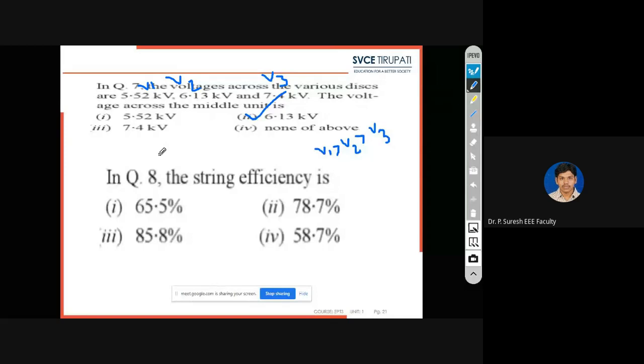For the same question, they will ask to find the string efficiency. What is the string efficiency formula for a 3 disc insulator? V phase by 3V3. What is V phase? V1 plus V2 plus V3, by 3 into V3. So we can easily calculate the string efficiency. They have given each disc voltage, we will calculate the V phase value. Then we know V3 is 7.4 kV. Just substitute all the values here and we get the string efficiency. Okay.